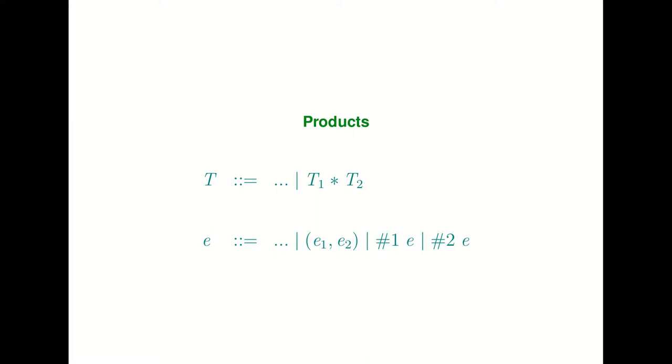And once you have a pair, we'll be able to project out the first and the second components of the pair. So writing #1 e will get us the first component, and writing #2 e will get us the second component. In OCaml, we might write first of E and second of E for these two operations.